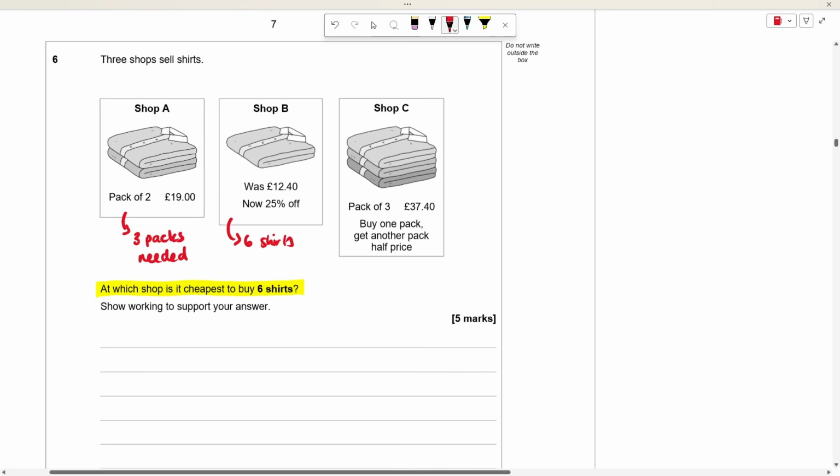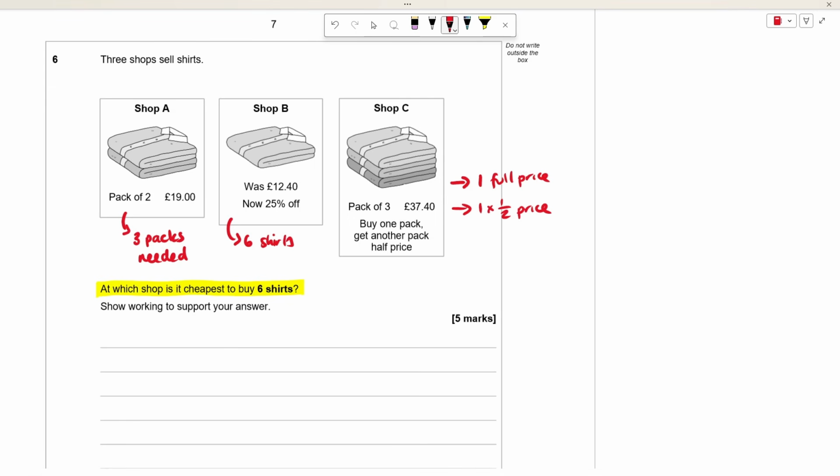And for shop C, it says packs of 3 worth £37.40. Buy 1 pack and get another half price. So here we are, 1 full price and another one at half price. So with this particular question, it's really important that you don't just simply guess which shop you're going to buy the cheapest on, which offer seems the most attractive.